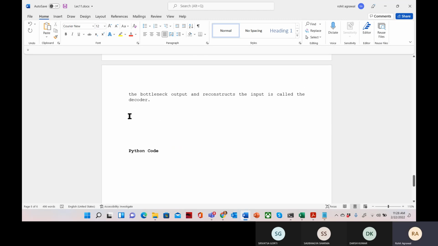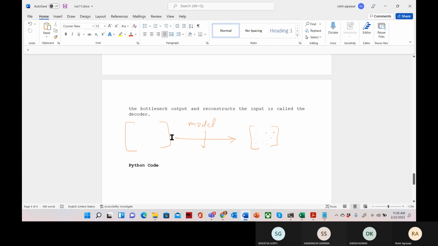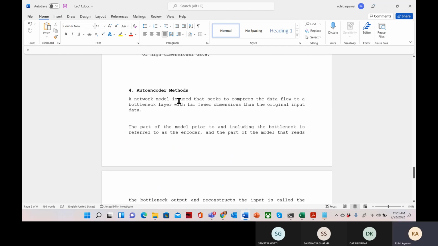Suppose you have this original matrix and you want to transform it into some other, smaller matrix. Clear? So what we can do is derive a model, and the model will predict these values. Can we do this? This comes under the category of autoencoder models.